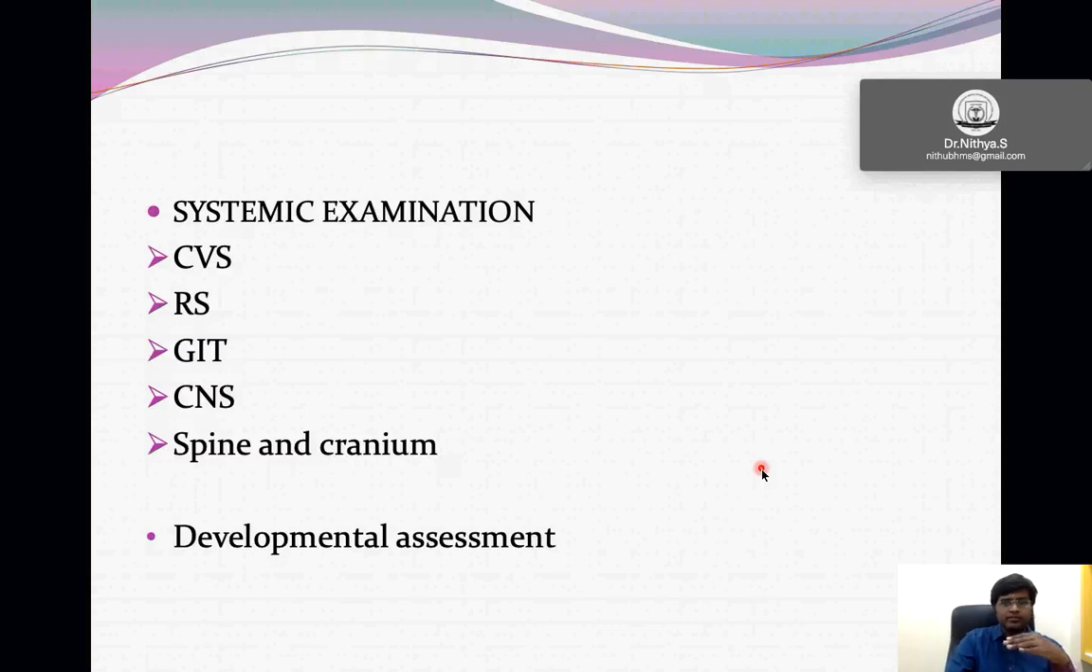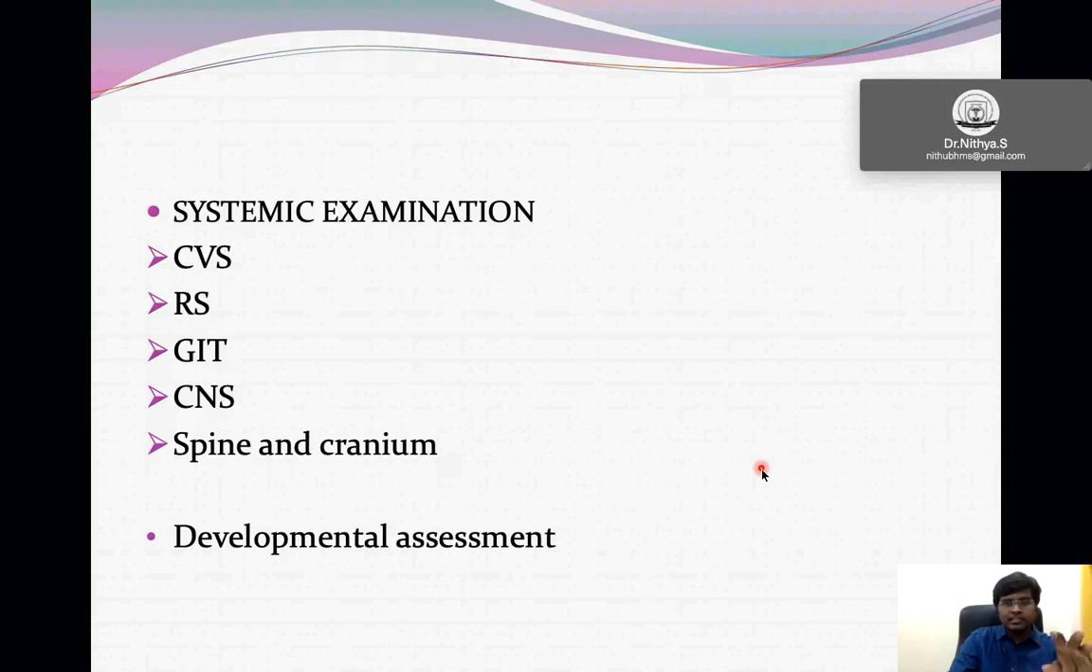System-wise, you should observe. For example, if they are presenting with a cardiovascular complaint, you start with a CVS examination. If they come with a respiratory symptom, you go to the RS examination, and so on. But it is not a hard and fast rule that you have to follow the same pattern, because most of the time, before children get cranky, you should be able to auscultate for respiratory sounds and also murmurs and other things.